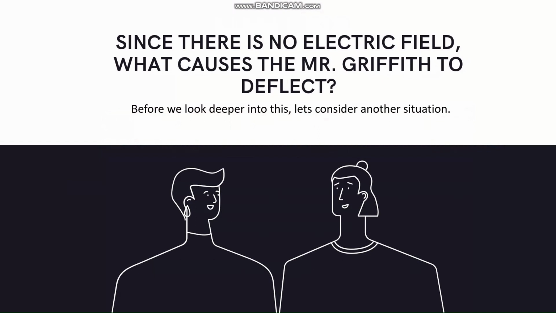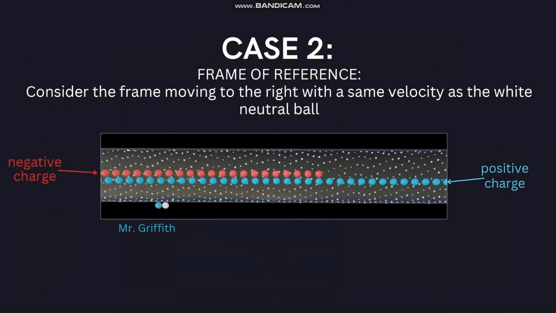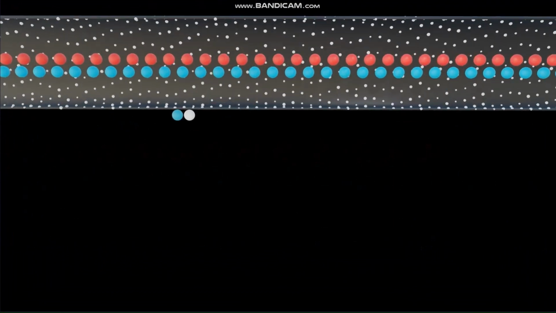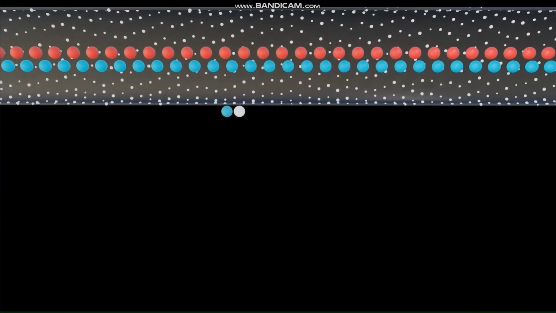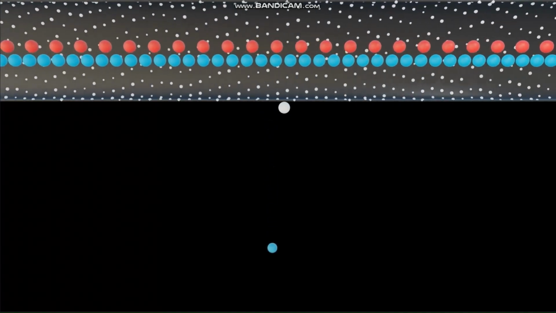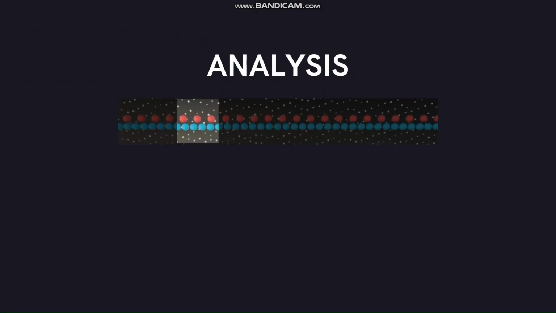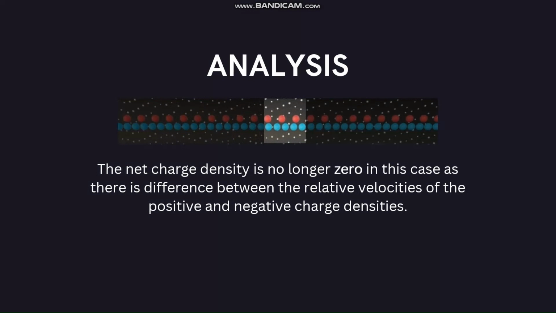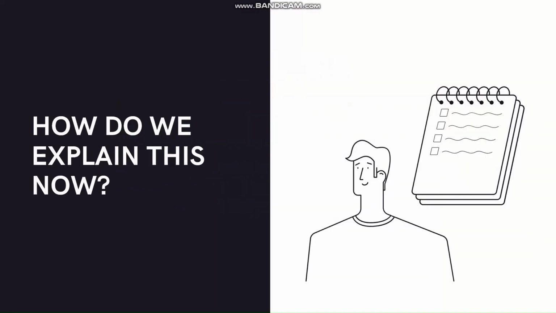Before we look deeper into this, let's consider another situation. Consider a frame where the observer is moving to the right with a constant velocity u. Observe that in the video, when the observer starts moving to the right with the velocity, you can see that there is a net contraction between the positive charges. This is because the net charge density is no longer 0 in this case, as there is a difference between the relative velocities of the positive and negative charge densities. How do we explain this?